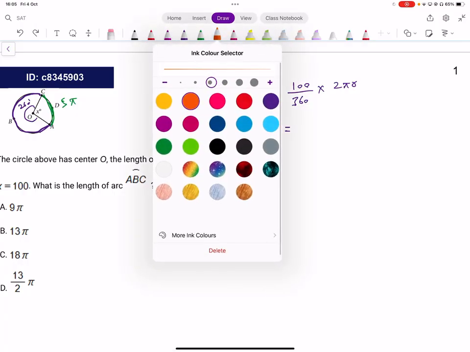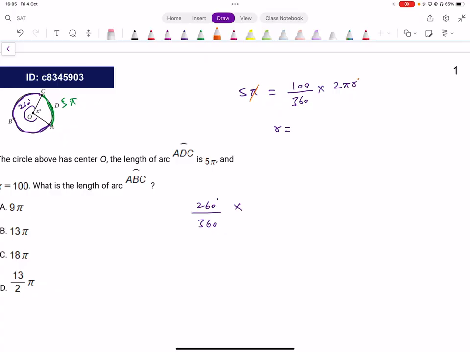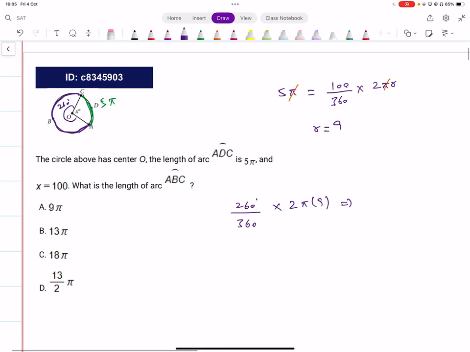Pi and pi get cancelled. What do we get? 9. Okay, so you do this calculation and you get 9 from this, and then you just do 260 over 360 into 2 pi into 9, and that should give you that arc length. What's that? 13 pi. So that's your answer.